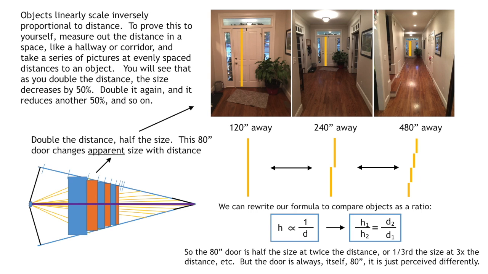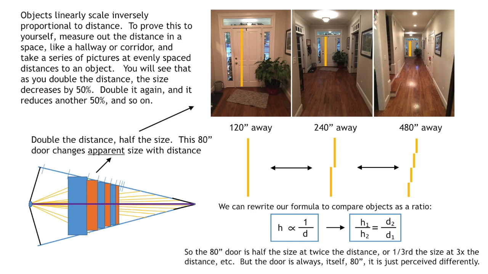So this 80-inch door changes apparent size with distance. So if you look at my corridor here where I compress the ceiling and the floor down to the lower left to a vanishing point, you can see that the door may be a certain size closer in, but as it gets further out, the door is going to get smaller and smaller, and it does so inversely proportional to the distance. So at 120 inches away, it's going to be a certain size, represented by the yellow line. If I get 240 inches away and I double the distance away, the size will reduce by half. And if I get 480 inches away, it reduces by another half. So it becomes 1/4.